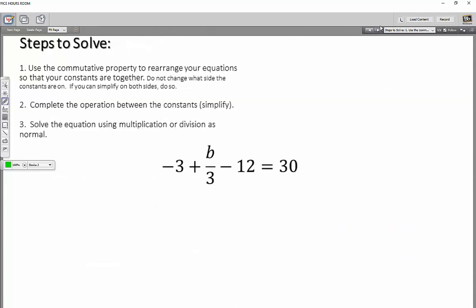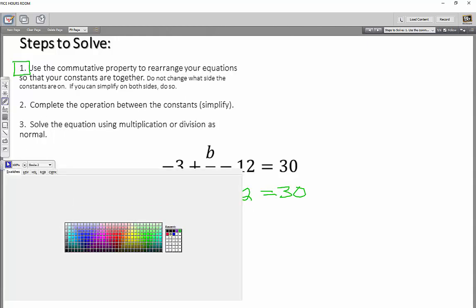Let's use these steps to go ahead and line them up with how we solve the equations. Step 1. We're going to use the commutative property to rearrange our equation. We're going to get our constants together. Since b over 3 is the only variable term, we're going to bring that out front. A negative 3 is the same as minus 3. Remember, we're using our signs interchangeably with our operations. We're going to bring down that minus 12 because we haven't done anything to it yet. Same with our 30. So now we have our constants together.